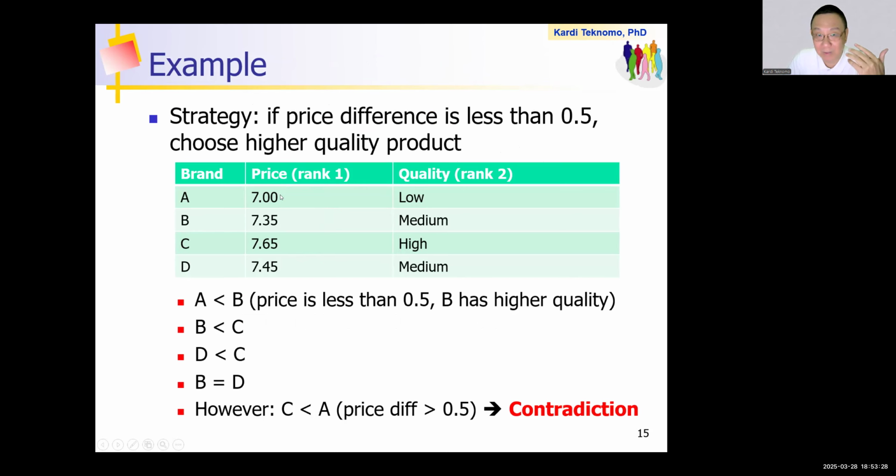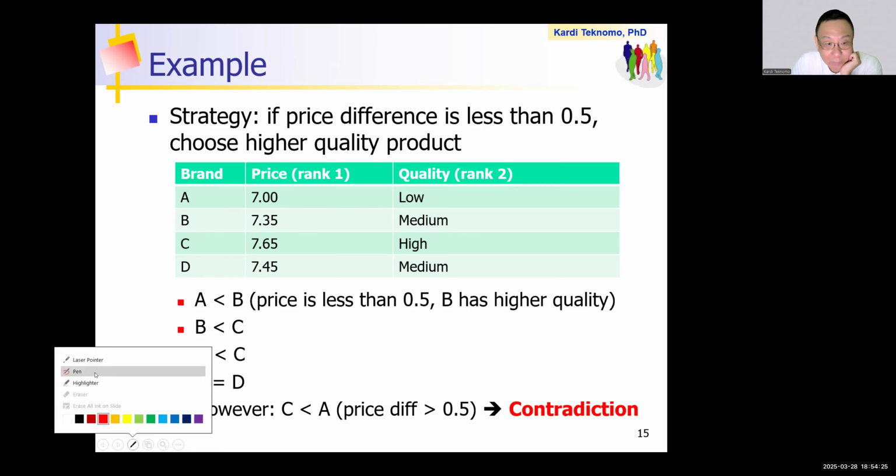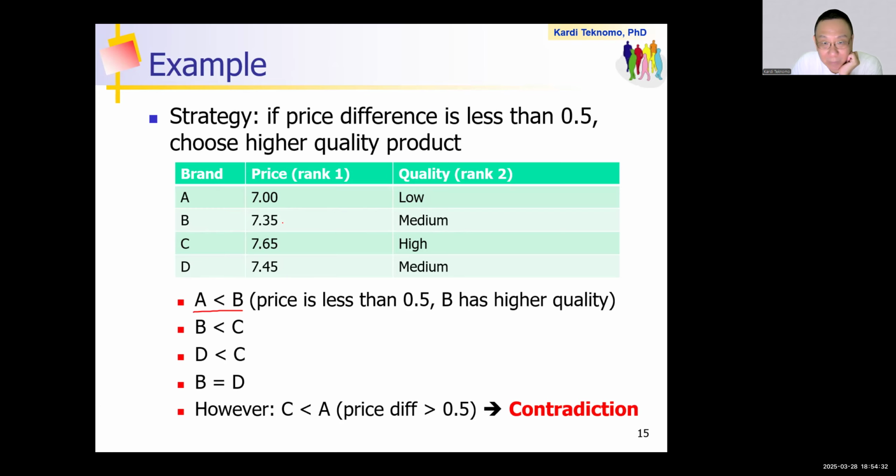So let's check one by one. What happens if you check A and B? The difference on price is less than 0.5. So if it is less than 0.5, what will you do? You will choose the higher quality, in this case medium, right? So you will choose B. I put it here, can you see this? So you choose B. B is preferred over A based on comparing A and B.